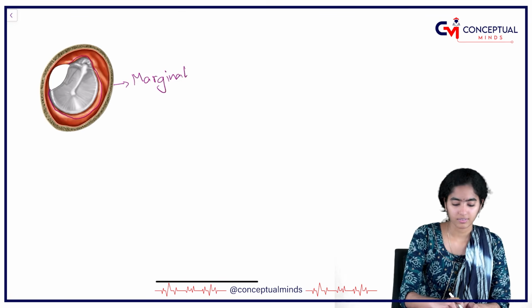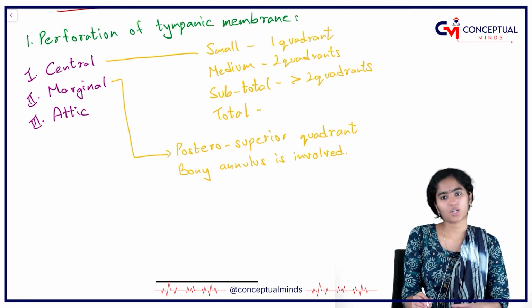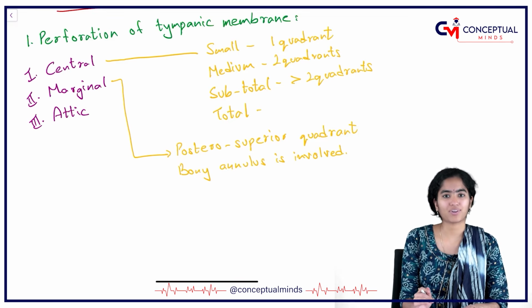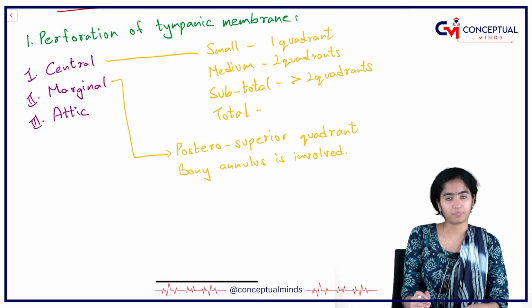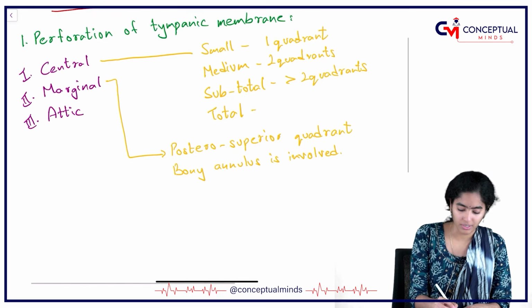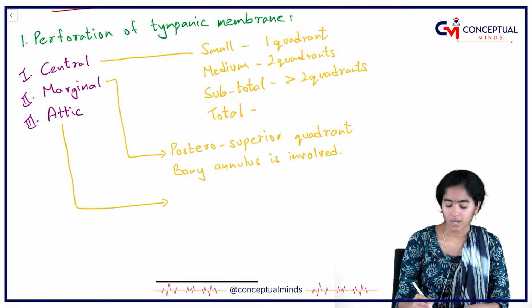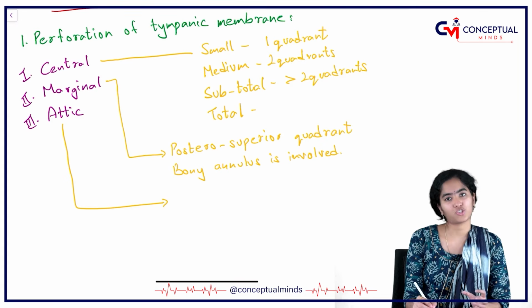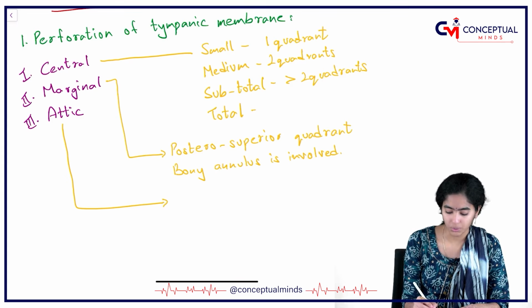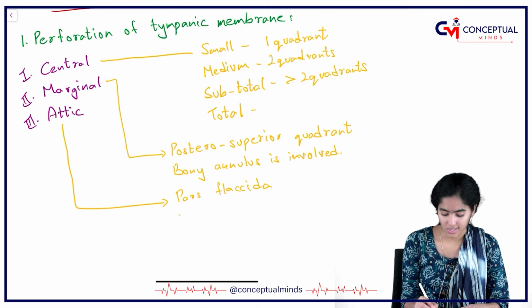Then, the last type of perforation is called attic perforation, and this is a perforation in the pars flaccida region of tympanic membrane. And this perforation is usually a result of prolonged retraction. An attic perforation occurs because of prolonged retraction pocket that is formed in the pars flaccida, and slowly it will lead to a perforation. But the most important point is it is in the pars flaccida region, and it is a result of prolonged retraction pocket.